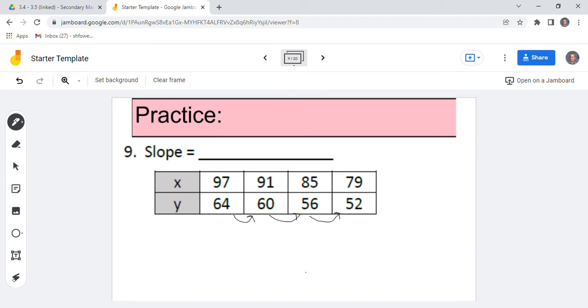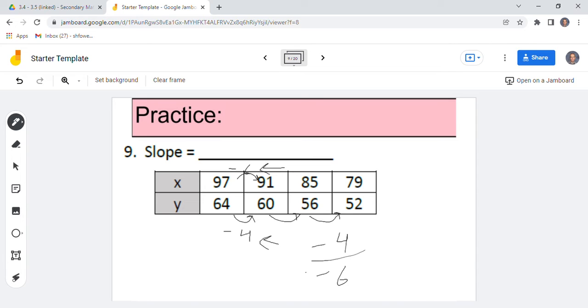That'll give us our rise. These are each going down by 4. Our x values are changing in a consistent pattern. These are each going down by 6. So organizing this, rise would be -4. The run would be -6.